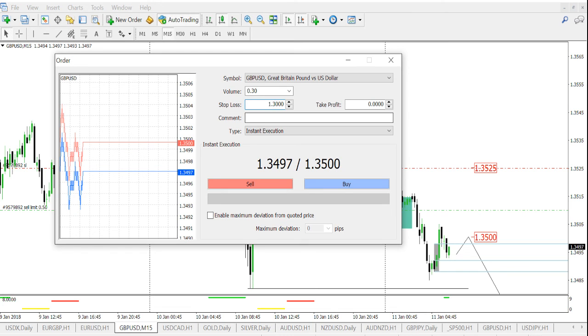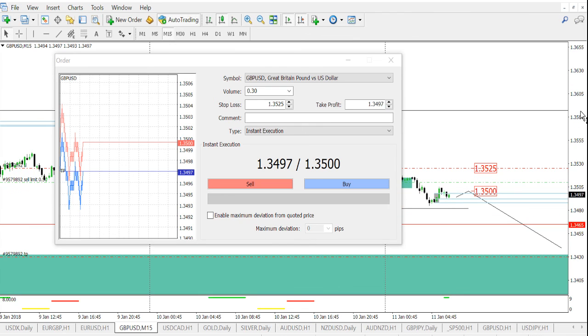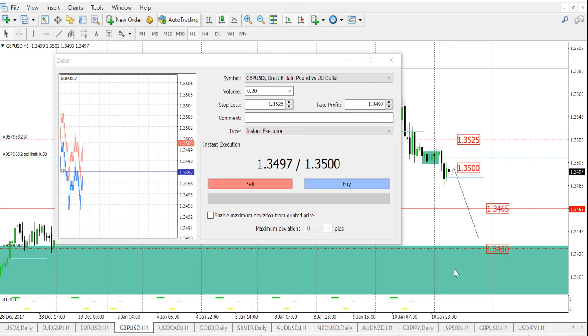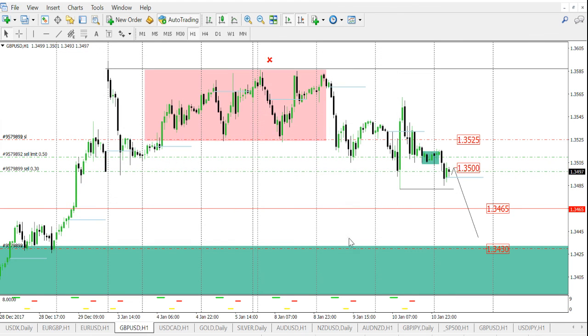135.55. My take profit, I said, was 134.30. Actually, that's not right. My take profit technically is 134.65, my first level. My second level is 134.30. So we'll put that in, 134.30, and then I'll do a partial take profit at 134.65 or 134.70, depending on what we're at here. Instant execution done.